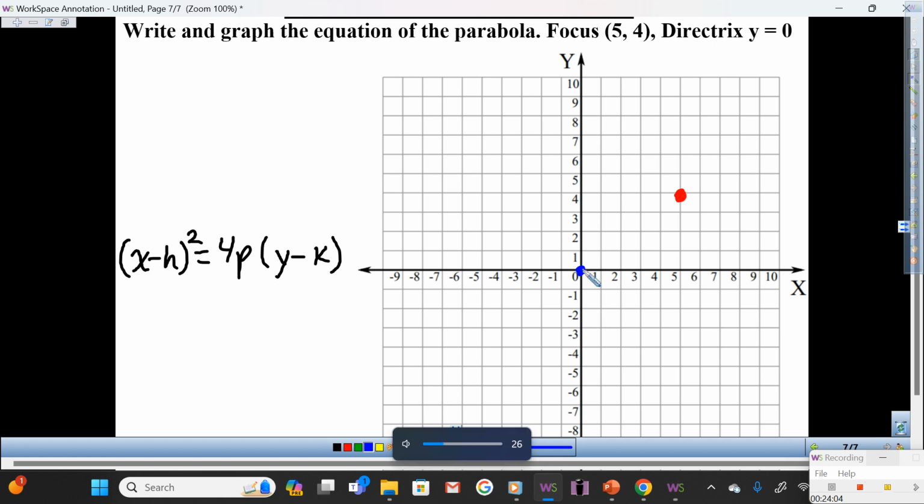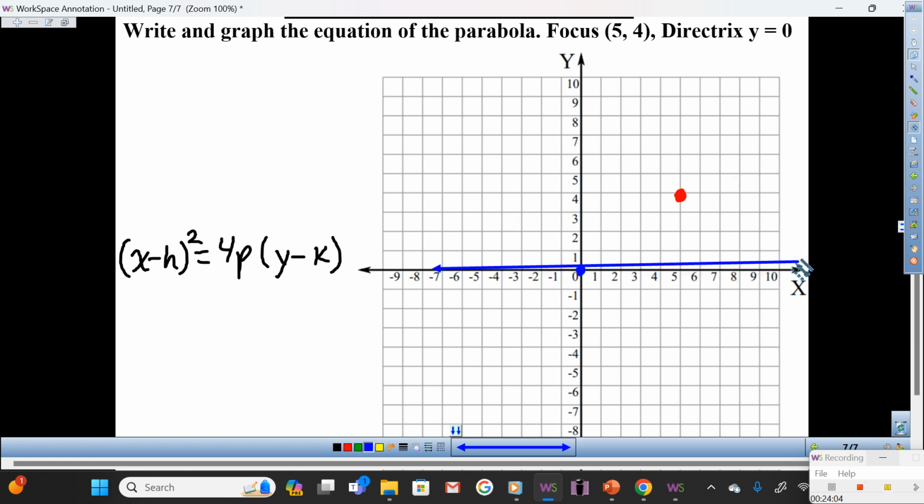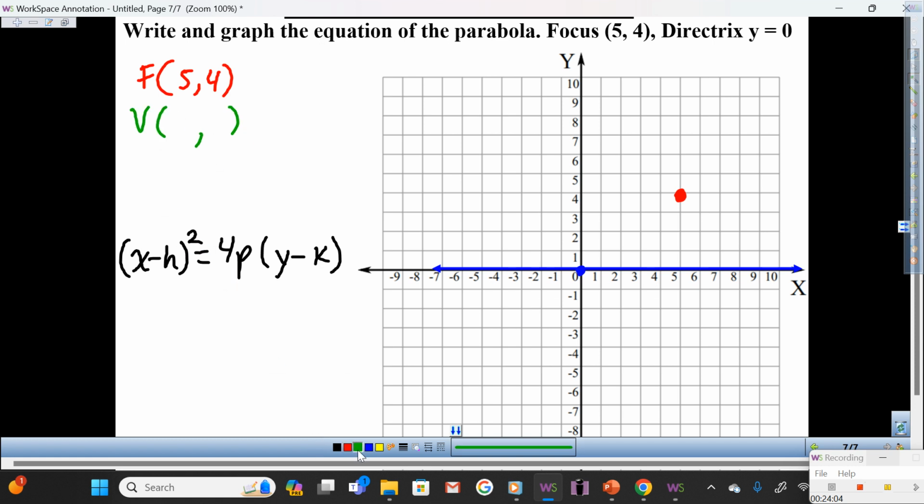So, Rebecca, which way are we going to make that line? Up and down or side to side? Side to side, that is correct. Just wanted to bring that here because some of you might have made a mistake on this one on your homework. So, let's see what we got so far. We have a focus, 5, 4. Do we have a vertex yet? No. We need that. We need a point on the directrix, and we need the distance p between the points.